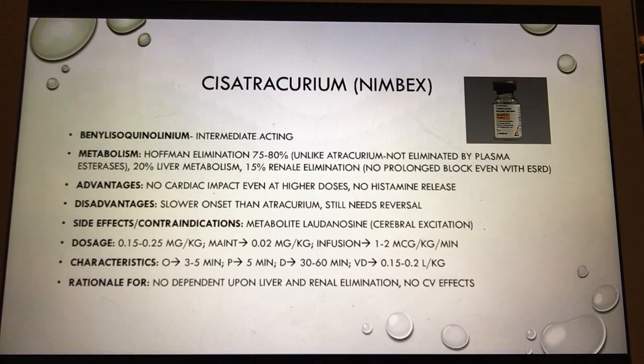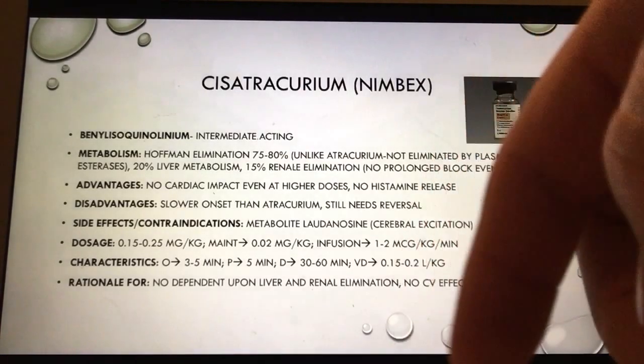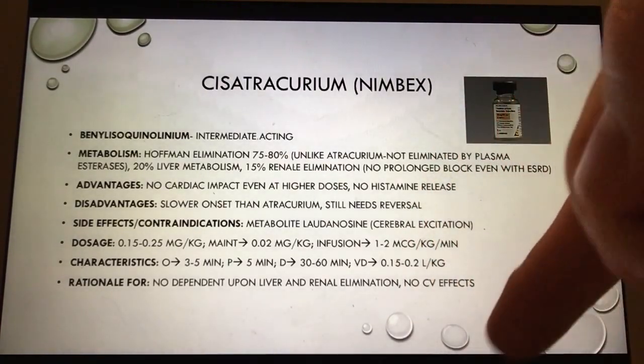You'll see an onset of 3 to 5 minutes, peak in 5 minutes, and a duration of 30 to 60 minutes. It, along with atracurium, isn't dependent on liver and renal elimination and does not have cardiovascular effects.